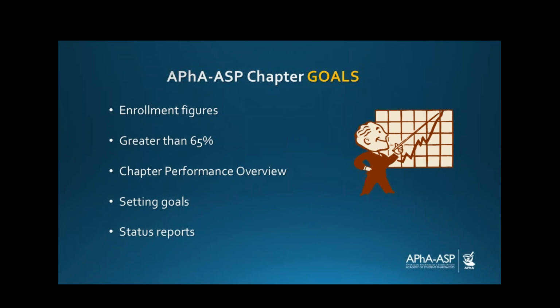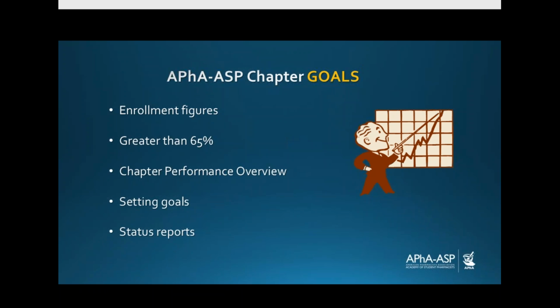The enrollment figures. So on the chapter administrator account, we do place your enrollment figures on this account to give you a realistic overview of what your chapter goals should be. So you'll be able to see what your chapter has done as far as enrollment over the last 5 years. And then we want you to increase those numbers by 3%. And then you see here where it says greater than 65%. We want you to try to enroll greater than 65% of your pharmacy school students into APhA membership.